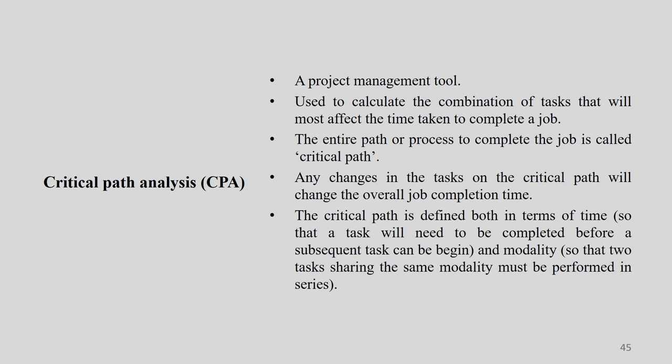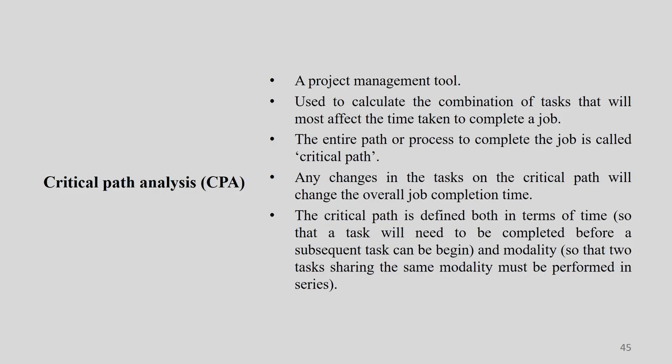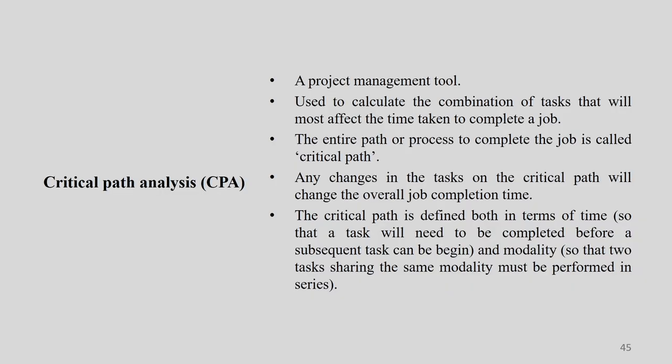This is used to calculate the combination of tasks, maybe three tasks or four tasks, that will most affect the time taken to complete the job. That's why I said it's critical path, because of which critical portion of the whole job is getting affected. You need to identify that using this tool. We are going to understand the combinations of tasks which are actually causing the time consumption in the whole job.